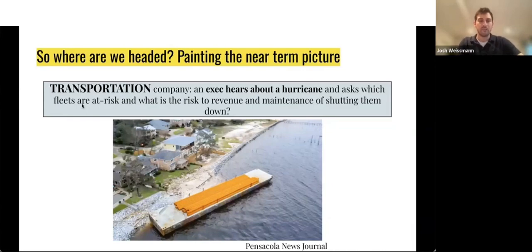So for example, here's a transportation company. An executive hears about a hurricane, let's say in the Gulf of Mexico, or a typhoon, and asks which fleets are at risk, which ships are at risk, and what is the risk to my revenue and the maintenance of shutting down those fleets during the hurricane, right? So a person is making a trade-off between leaving ships at risk in the ocean and shutting them down, and wants to know what is at risk, how much money would I lose, and what does it mean to be at risk in general? That is the type of question we need to start building answers to in a programmatic way.